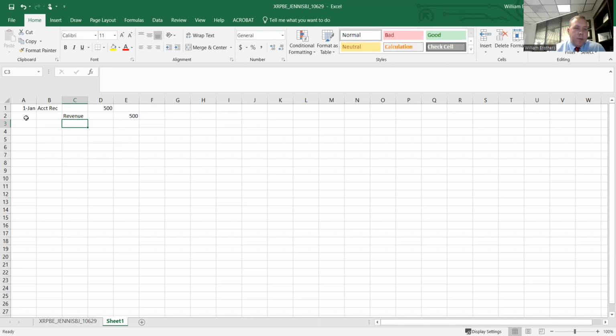In the following month, let's say February 1st, the person comes in and makes a payment. They pay me in full with cash. I'm then going to debit cash for $500, and then I'm going to credit accounts receivable for $500.